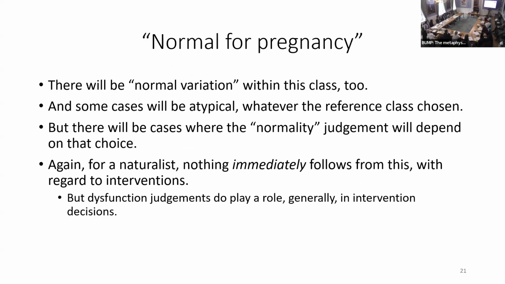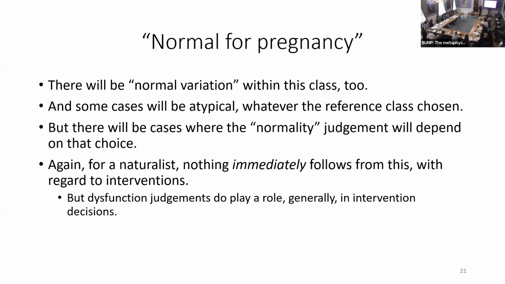So the list could go on. Notice, of course, we're interested in what's normal for pregnancy. There'll be normal variation within the class, within pregnant organisms. There'll be variation, and in some cases I take it will be unproblematic. So if my partner was induced on the basis of blood pressure, like her blood pressure was kind of off the chart, whether it was the non-pregnancy chart, as it were, or the pregnancy chart. So some cases will have dysfunction whichever way the classification goes, but there will be cases where the normality judgment will depend on the reference class choice.